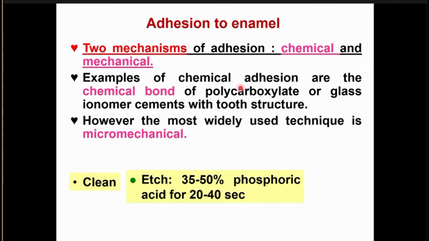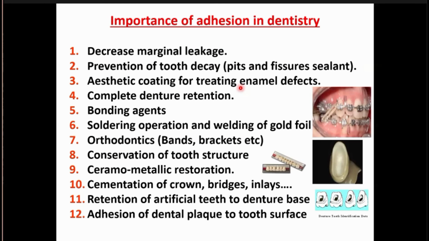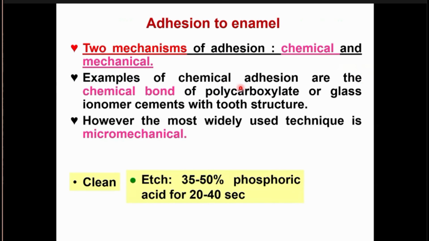However, we get good adhesion with enamel, and that is due to the development of the latest materials, because we might get chemical and mechanical adhesion with enamel. Enamel is a strong material which has a very high content of minerals that help us to get good adhesion.